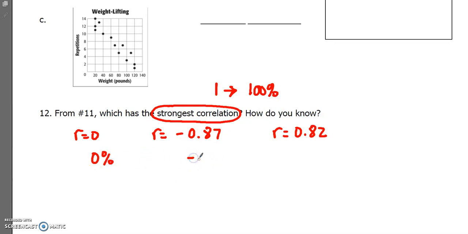Again, I'm not looking at the negative sign, sorry. I'm not looking at the negative sign, that's just telling the direction of the correlation, so I don't really care about the negative sign. I'm just looking at the number. So this is 87%. And this would be 82%. So which one of these numbers would be closest to 100%? So it looks like the negative 0.87 would be the strongest correlation.